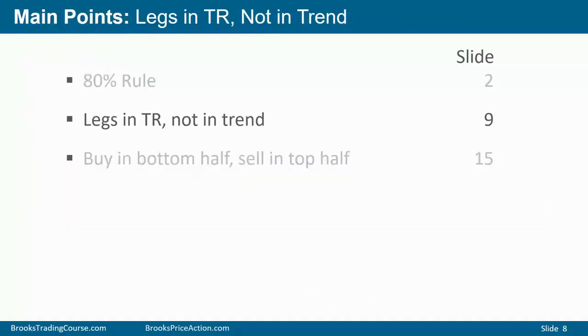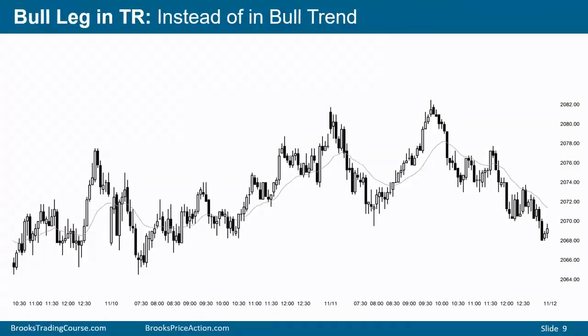I want to talk a little bit about legs within a trading range instead of in a trend. Pretty good rally, a very tight channel, a bull breakout, but look to the left. We're barely above the top of the trend. We're in a broad bull channel at this point. We have higher highs and higher lows, but it's either a bull leg in a broad bull channel or a bull leg in a trading range.